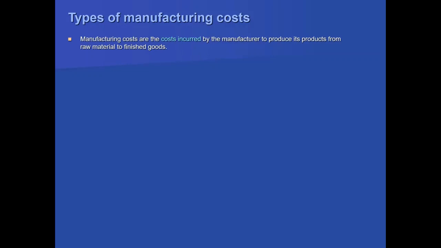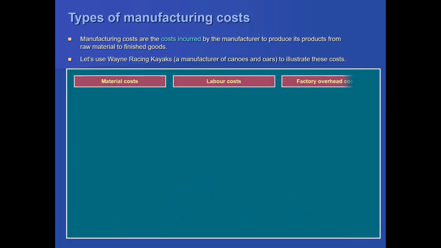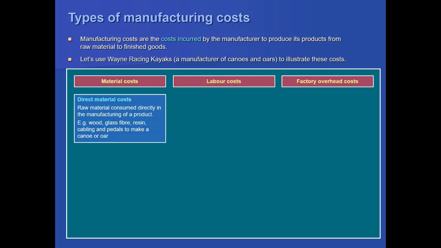So next we are going to focus on the types of manufacturing costs. Manufacturing costs are the costs incurred by the manufacturer to produce its products from raw material to finished goods. Let's use Wayne Racing Kayaks, a manufacturer of canoes and oars, to illustrate these costs. So we have the material costs, the labor costs, and the factory overhead, as alluded to previously.